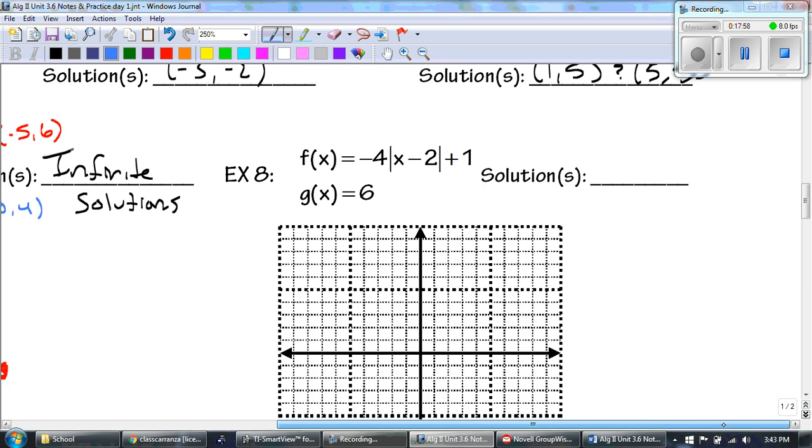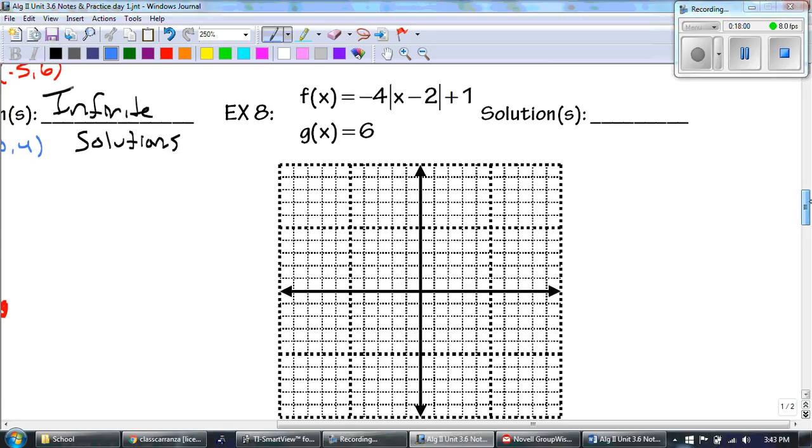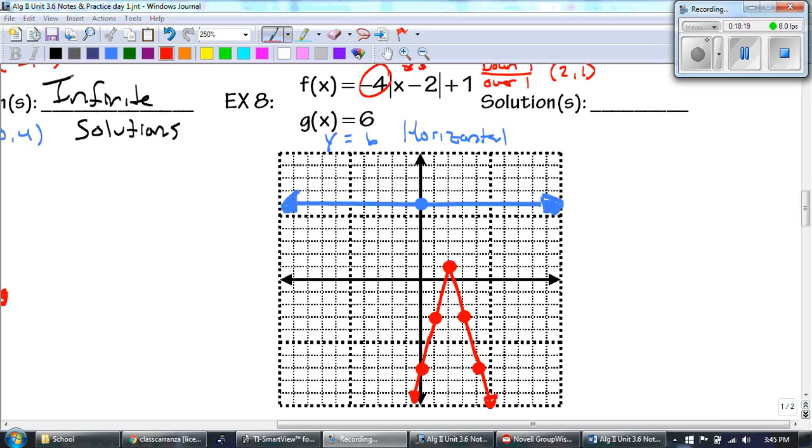So, last one. Number 8. See if you can pause the video and graph those 2 equations first. Okay? Go ahead and pause that video. Good luck. Okay, and that's what I got. Now, where did they intersect? They don't. There's no place at all where those 2 lines intersect with one another. So for this one, our answer would be no solution.